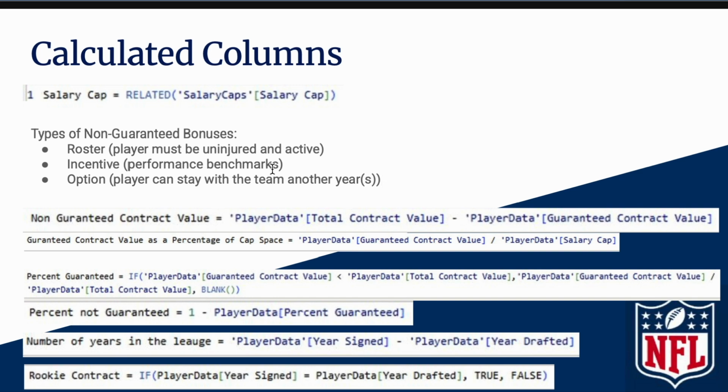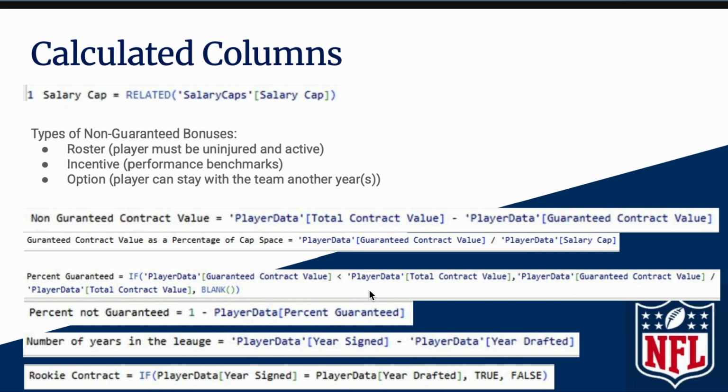We do not have data on each type of non-guaranteed money. We just have total contract value and guaranteed contract value. So from that, we can calculate non-guaranteed contract value, just total value minus guaranteed value. We can also make guaranteed contract value as a percentage of cap space, which is guaranteed value divided by the salary cap for that year. And percent guaranteed, the percent of the contract that's guaranteed money, is guaranteed contract value divided by total contract value.